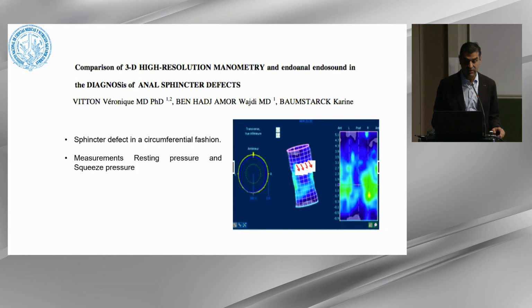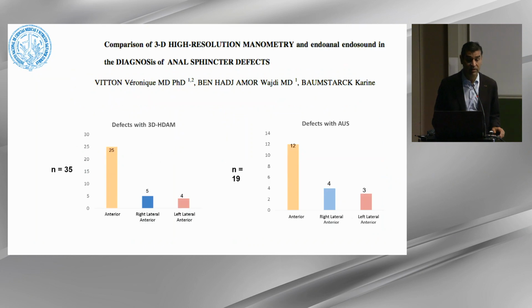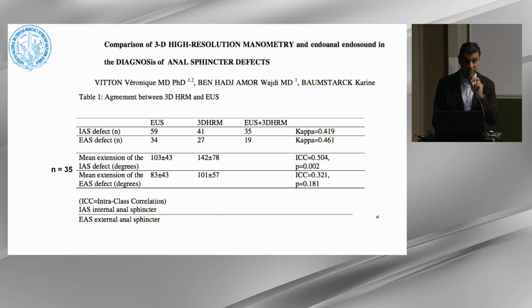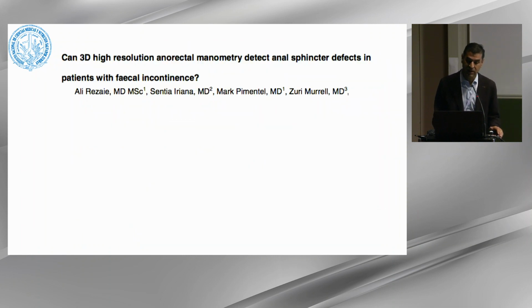assessed the measurements, the resting pressure and the squeeze pressure, using the 3D high definition manometry compared with the 3D anal ultrasound. The percentage of defects found by the 2 technologies was kind of similar, but when it comes to the concordance between both studies, I think the concordance was lower, as assessed with these kappa values. So it's something that we need to define better. How is a defect measured in the 3D compared to the one that we find in the anal ultrasound?